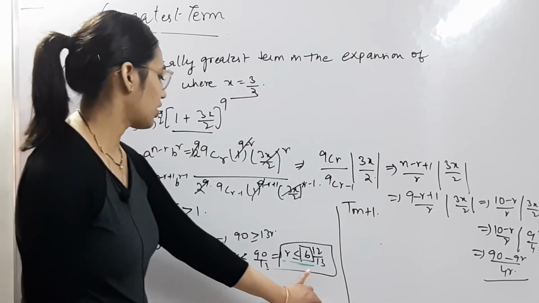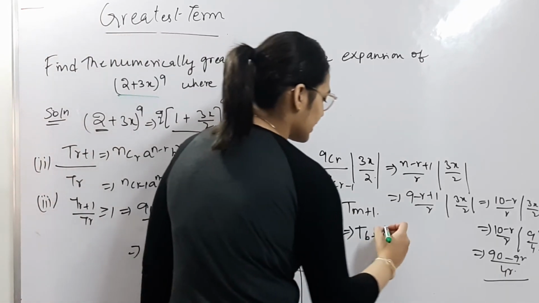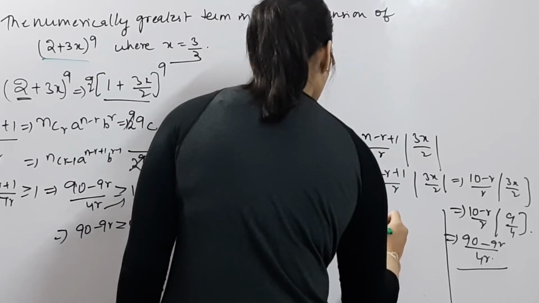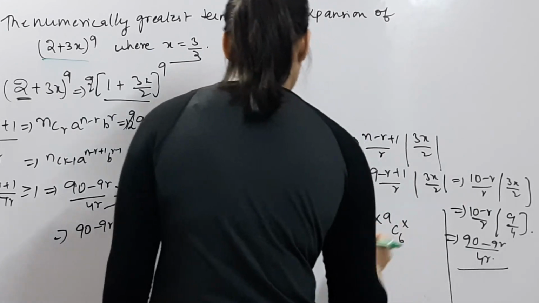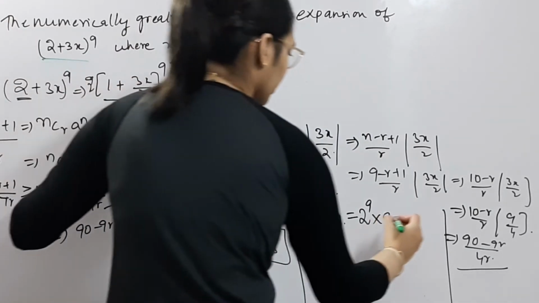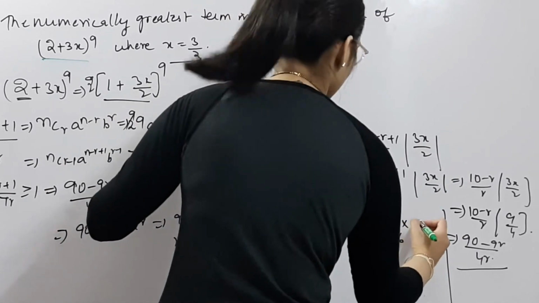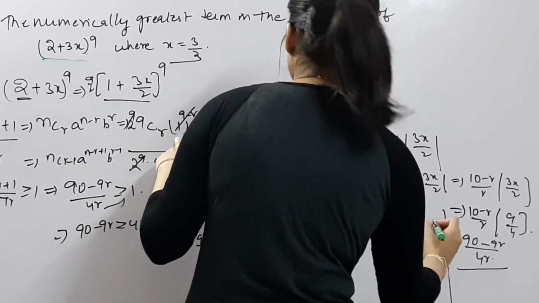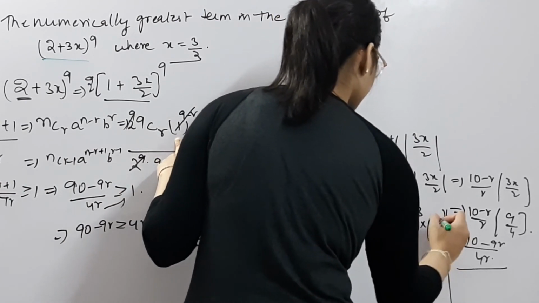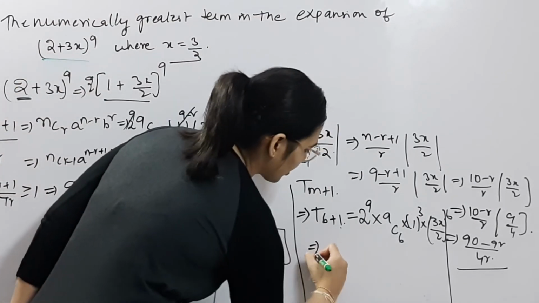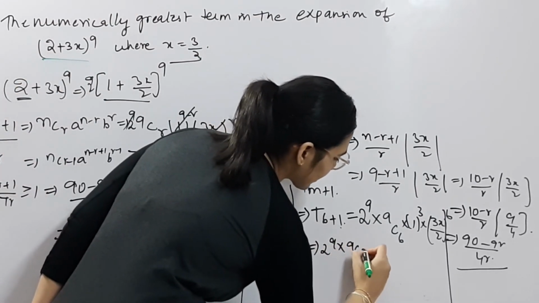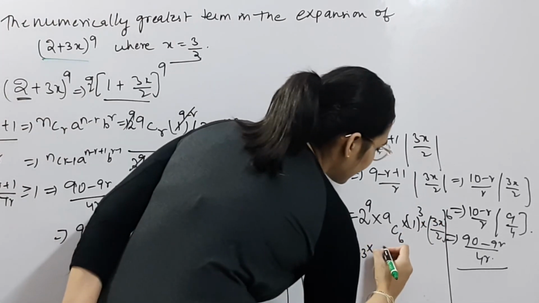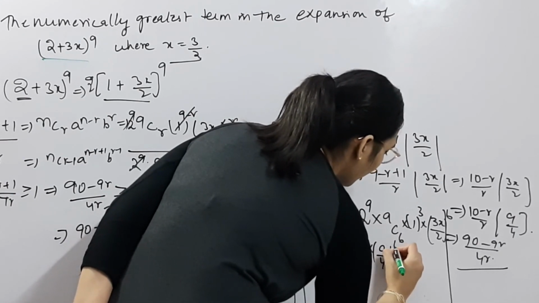Okay, so now we got r as 6. We need to find this. So we get T6 plus 1 is equal to, substitute the general term and then we'll get the answer. So we get what? 2 power of 9 into 9C6 into this one. What is a here? 1. So 1 power of 9 minus 6 is 3 into 3x by 2 whole power of 6. Right. So we get how much here? 2 power of 9 into 9C6 is 9C3 into x, substitute x is what? 3 by 2. So we get 9 by 4 whole power of 6.